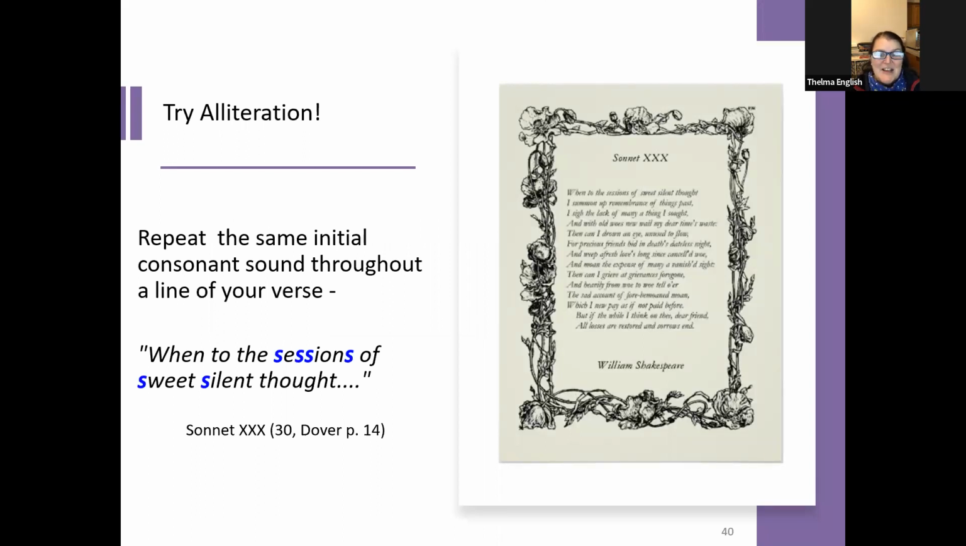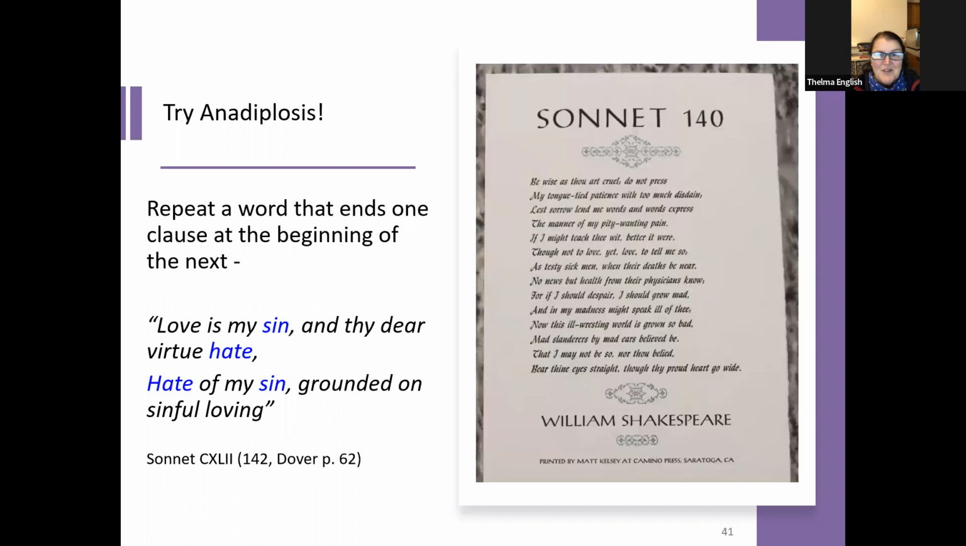What about alliteration? Everybody knows what that is. Slimy snakes sneak slovenly into, slithering slovenly into the S, something that starts with an S. You repeat the same initial consonant sound throughout the line of your verse. "When to the sessions of sweet silent thought." That's alliteration. That's from Sonnet 30, which is another great sonnet. Then Sonnet 142.